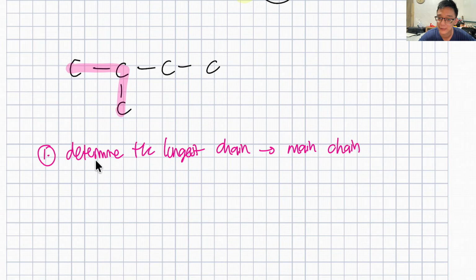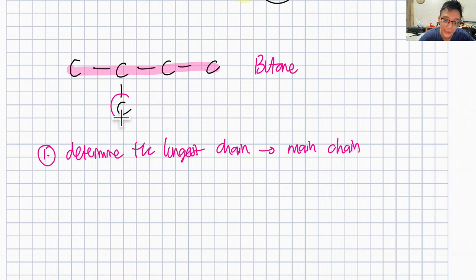Here you see that this is end to end. You also have this possibility. This is also end to end. You also have this possibility, end to end. So here, if we choose this option, you have 4 carbons as your main branch. If you do this, you have 3 carbons only. So we must select the longest one. So it must be like this. There are 4 carbons here. So what do we call alkane with 4 carbons? It's butane.